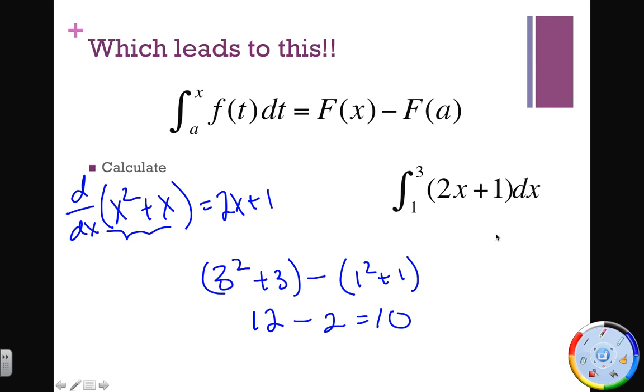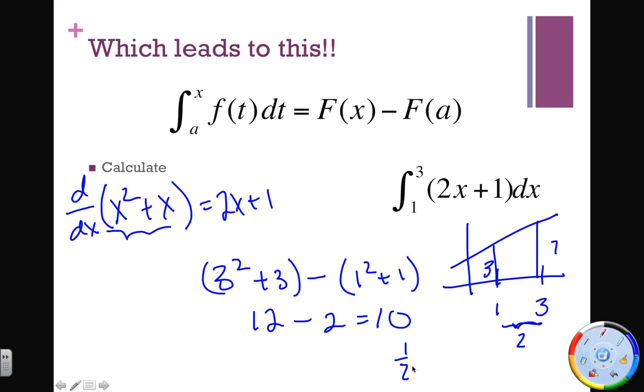And I really hope that's what comes out as the area. You can kind of do that for yourself if you want to. 2x plus 1 is going to look a little bit like that from 1 to 3. My height is 2. My bases are, let's see, 7 and 3. Oh, look at that. 1/2 times 2 times 3 plus 7 is 10. Yay, we got the same answer. Always like when that happens.